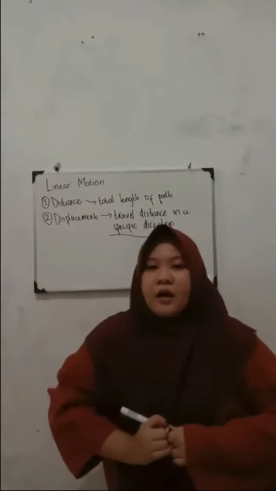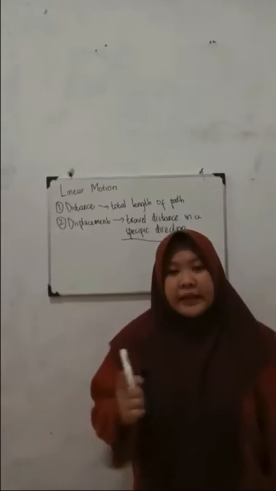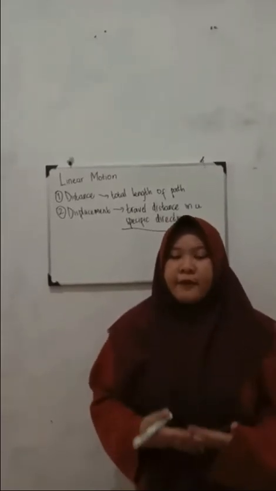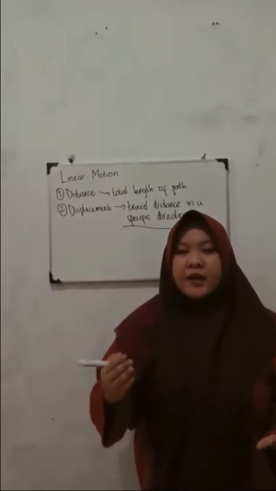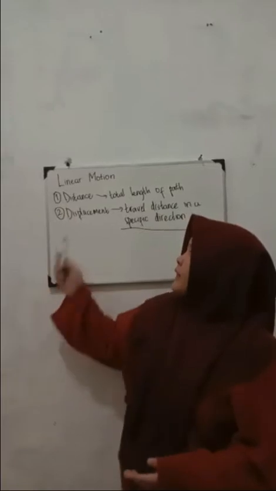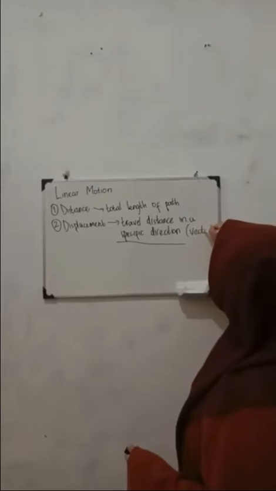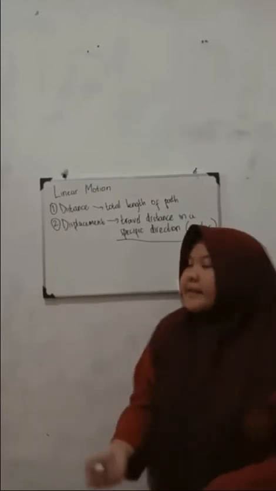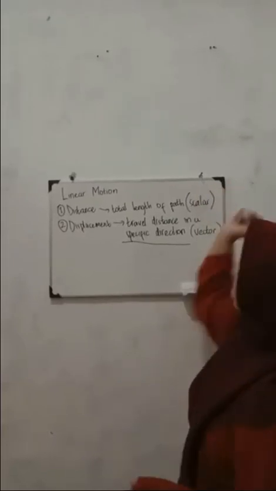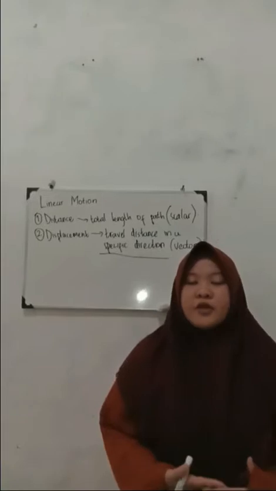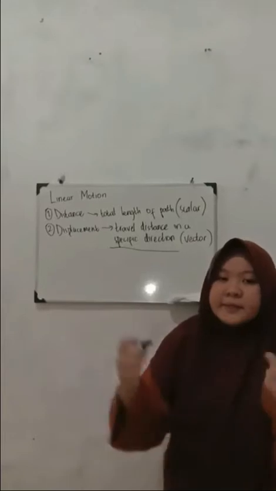Okay. We know that scalar quantity has only magnitude, whereas vector quantity has a magnitude and direction. So the displacement is vector quantity and the distance is scalar quantity. Okay, now I will show you an example to differentiate distance and displacement.